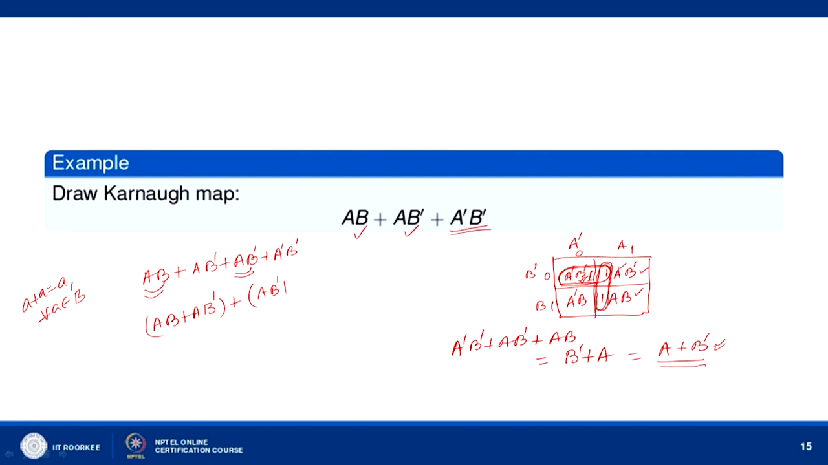So, A B plus A B dash we can combine, and we can combine A B dash plus A dash B dash. Then, using the distributive law, this is A times B plus B dash, and here we get A plus A dash times B dash. And B plus B dash is equal to 1, so A into 1 plus 1 into B dash, and this is equal to A plus B dash. So, that is how we can arrive at the output given by the Karnaugh map.